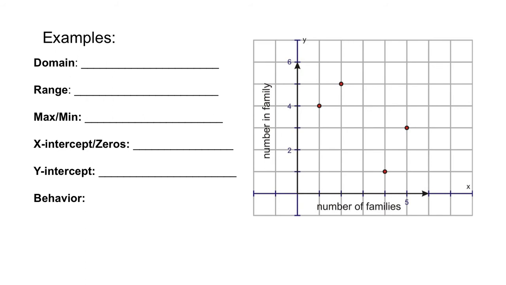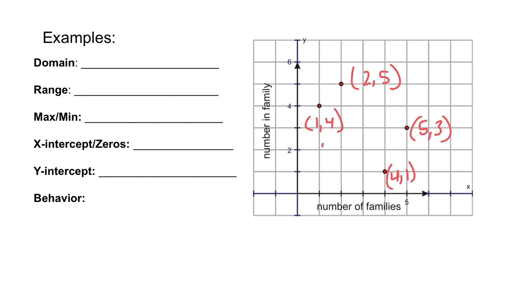So the easiest way to come up with your points for that is just to actually write your ordered pairs down. Like this is located at (1, 4). This is at (2, 5). This is at (4, 1). This is at (5, 3).